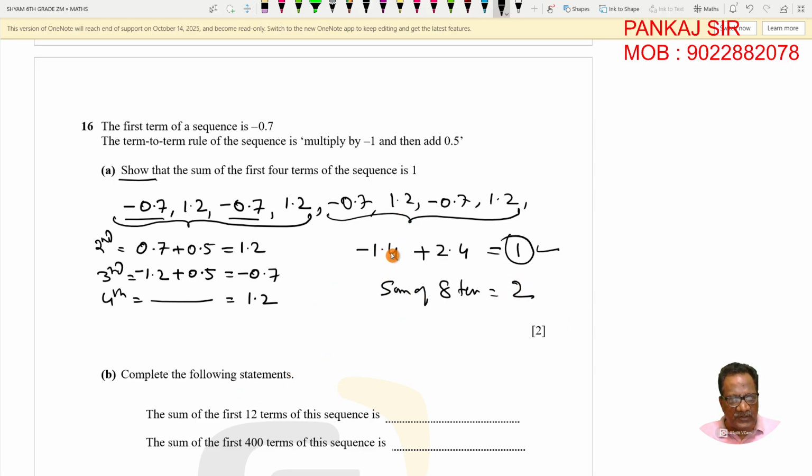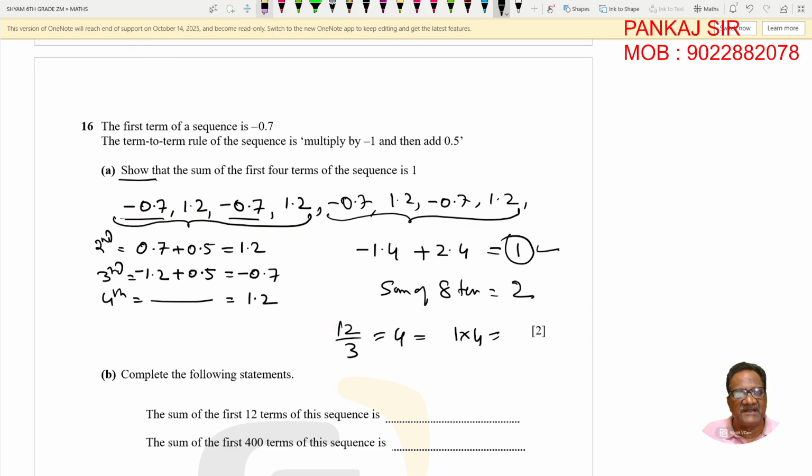Now by that logic, suppose you want to find the sum of 12 terms. In the first 12 terms, how many such sets will you get? You will get 12 divided by 3, and 12 divided by 3 is equal to 4. So you will get 4 such sets. One set's sum will be 1, and multiplied by 4, because you are going to get 4 such sets in 12 terms. So 1 times 4 will be 4.